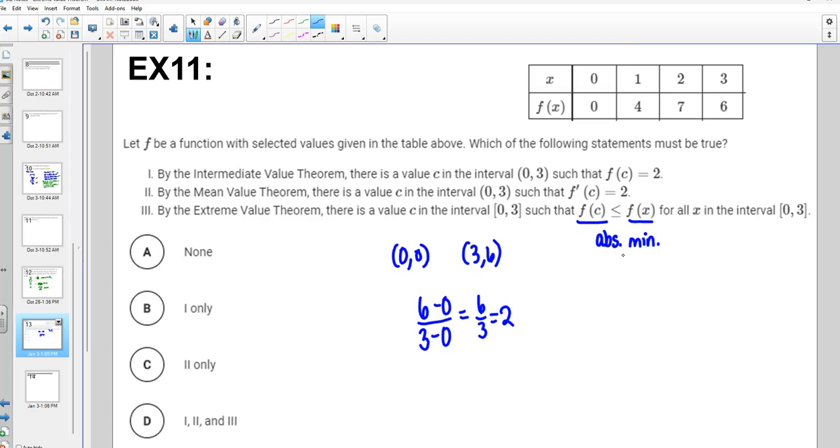It's feeling like it should be D. It's not D. Why is it not D?